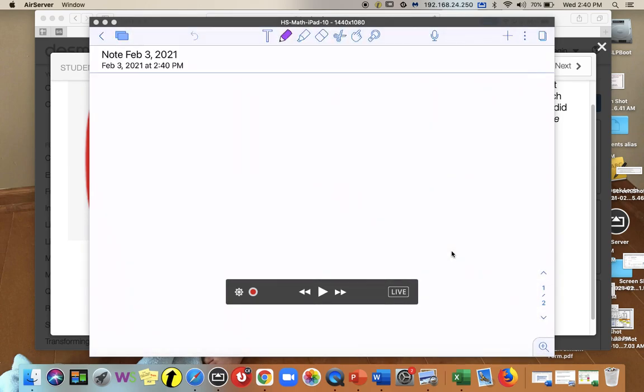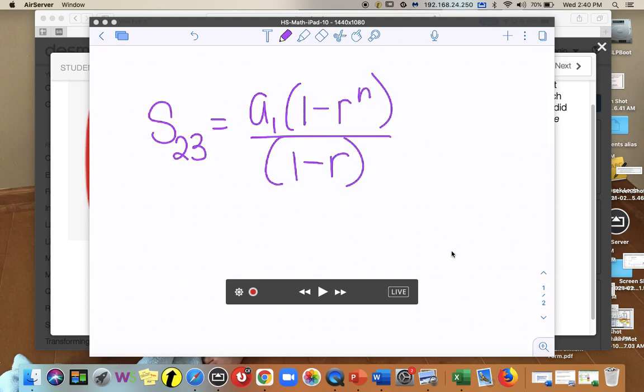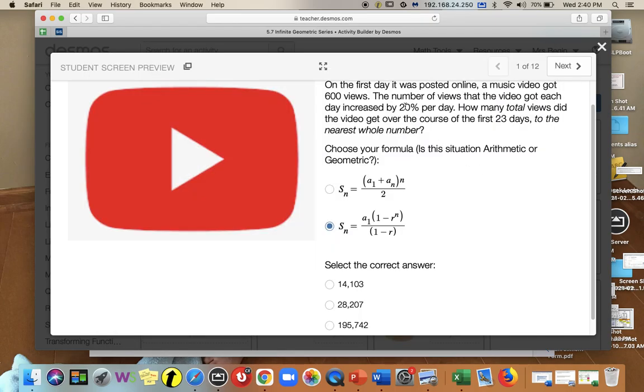Okay, so we know that we want the sum of the first 23 days, and it is geometric, so it's first term, 1 minus the ratio to the n power over 1 minus the ratio. And we have to figure out what the ratio is. So here the ratio is increasing by 20% per day.